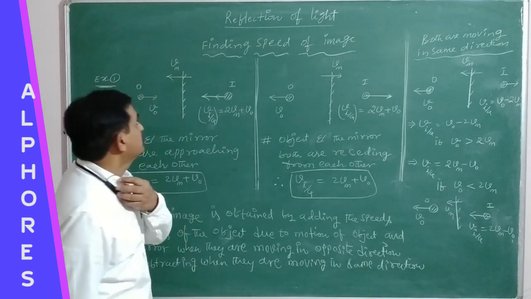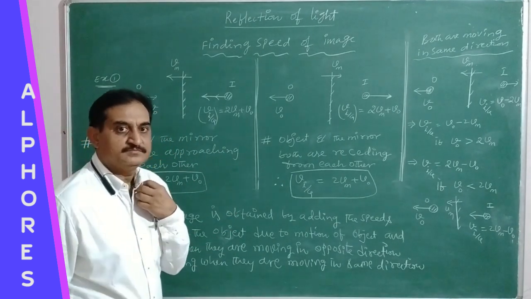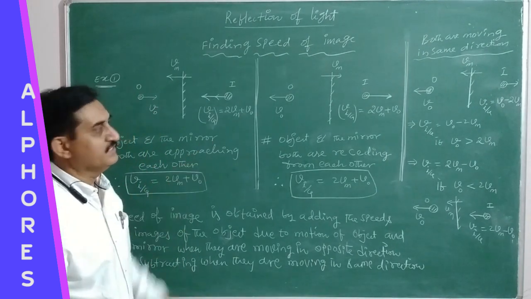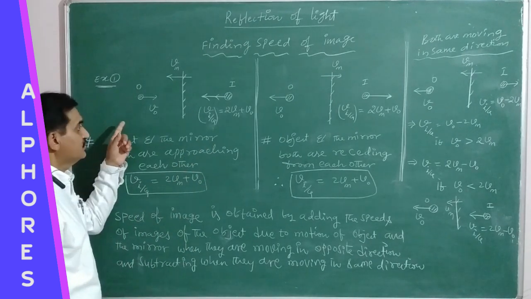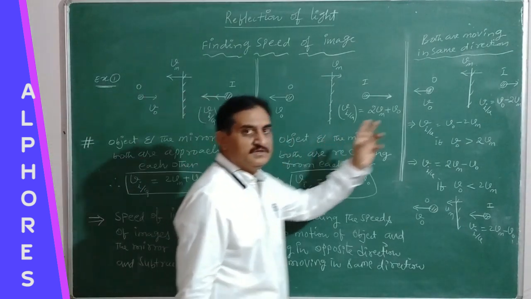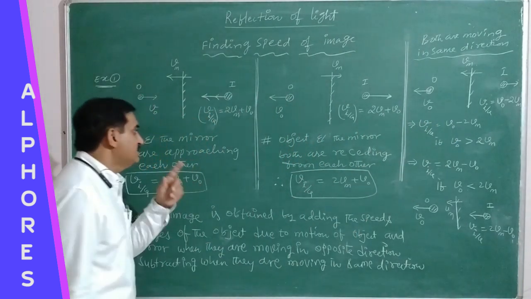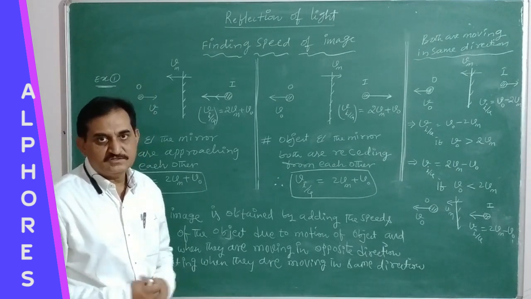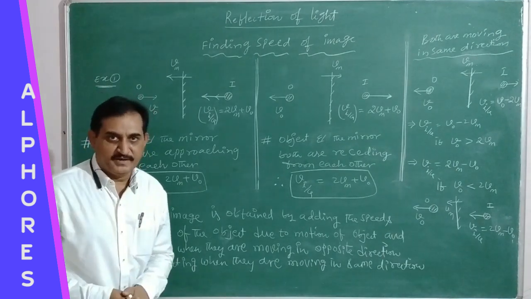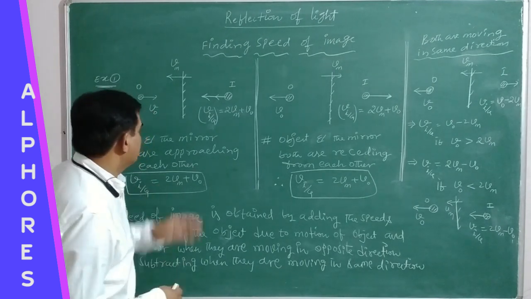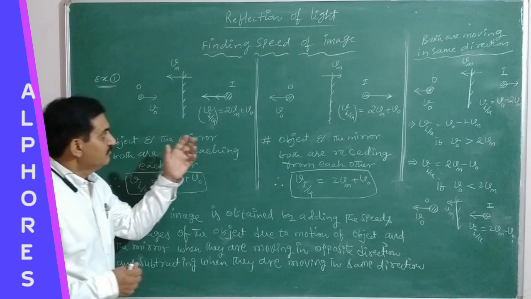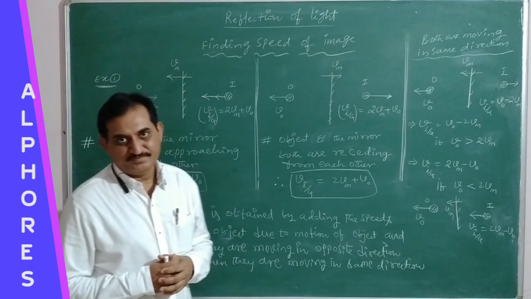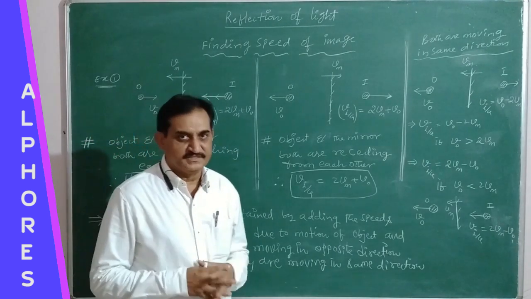Today's topic is finding the speed of image formed by a plane mirror. Now we have 3 different situations. Situation 1 and 2 and 3. In 3 different situations, generally the student will get a doubt. In which case, the speed of image formed by the motion of object and the motion of the mirror will add up, and in which situation their speeds are subtracting from each other. So this is a big doubt for a student.